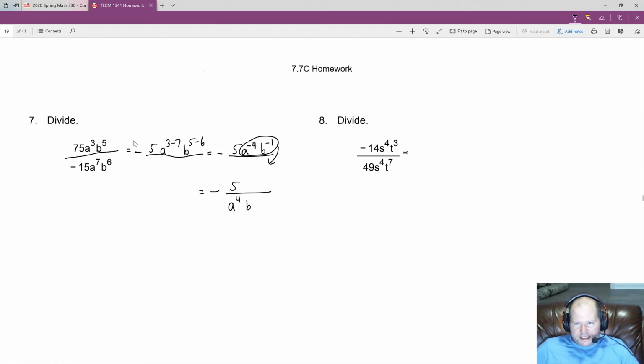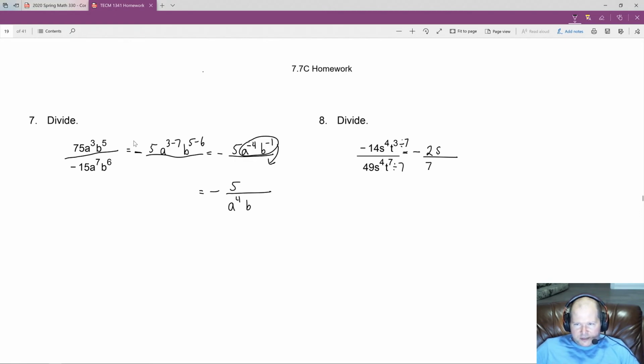Next, we see the next one. A negative 14 divided by a positive 49. We know the answer is going to be a negative. And I can divide both the numerator and the denominator by 7. So negative 14 divided by 7 is a 2. So we keep the 2. And then 49 divided by 7 is a 7. So we keep the 7.